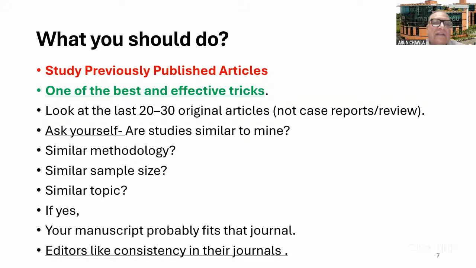Then I will ask myself whether my study is related to the articles published in those journals. Was their methodology the same? Was my sample size the same? Or have people already done work with a much bigger sample and much better analysis? Are they close to my topic? If yes, those will probably be the few selected journals which I'll shortlist to send my manuscript to. Because if you see, the majority of our editors like a consistency in their journal articles.